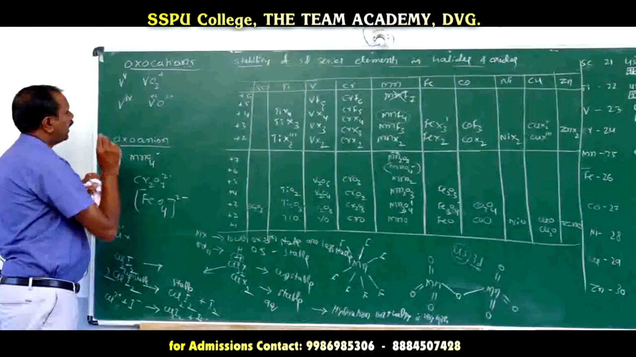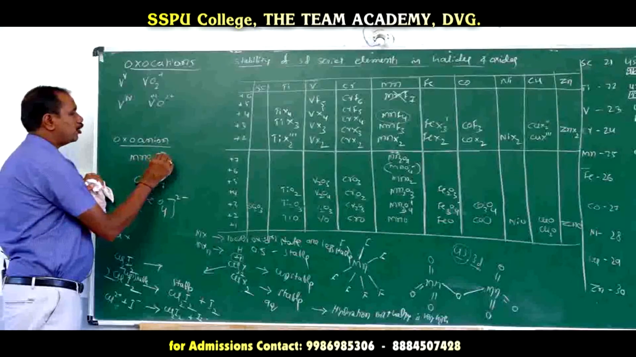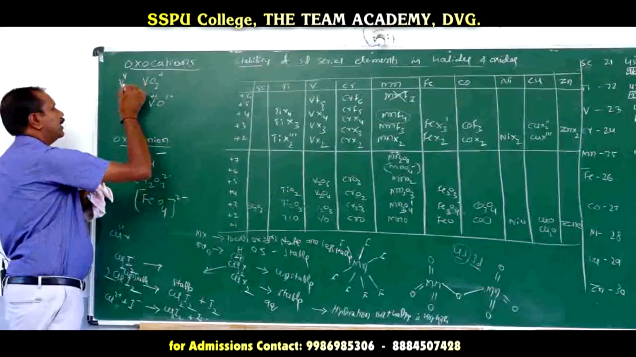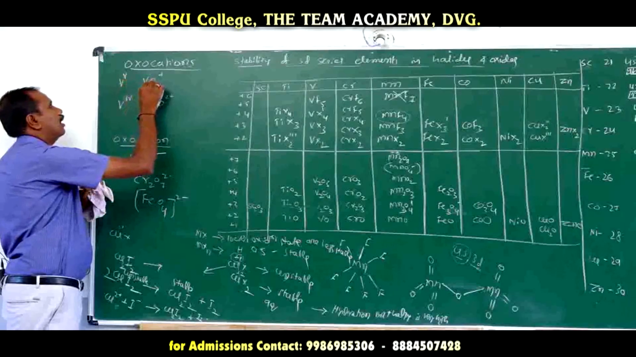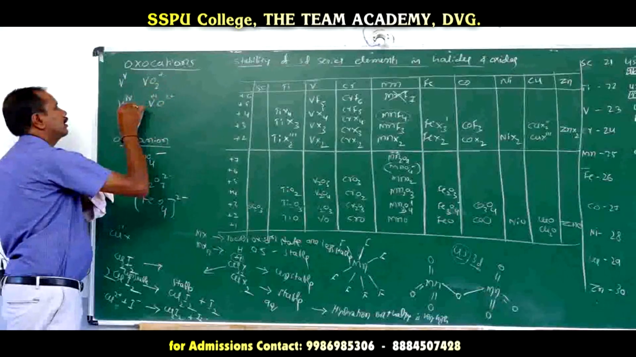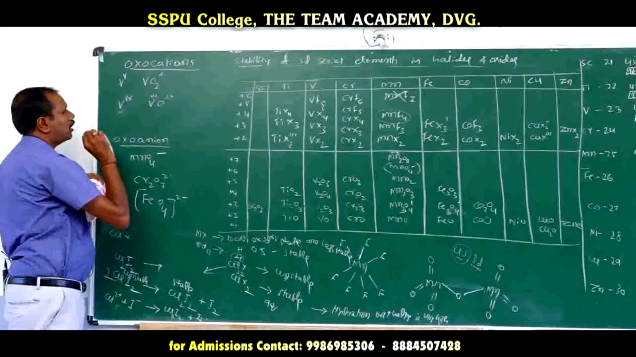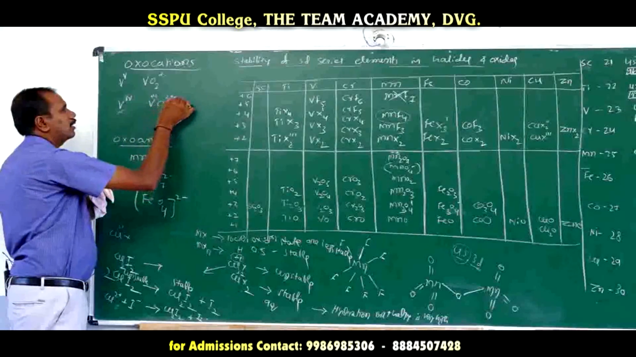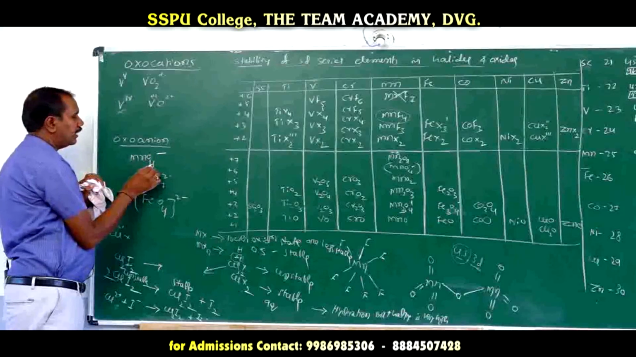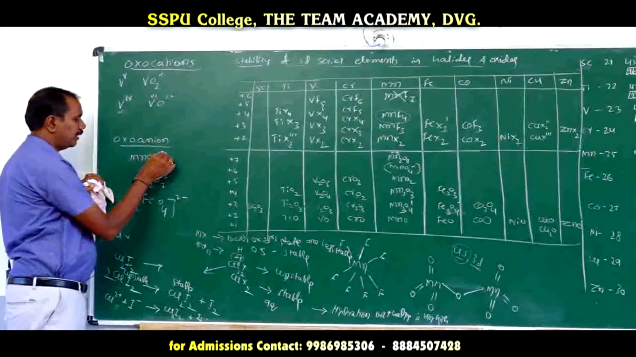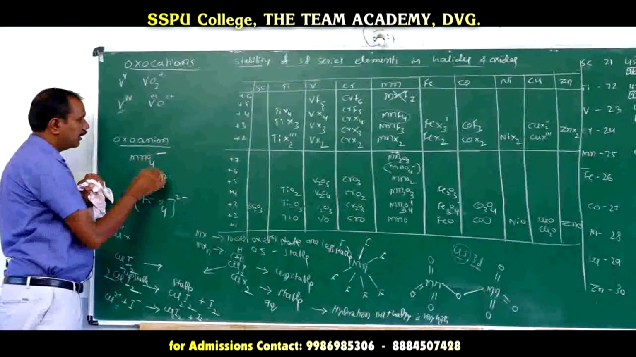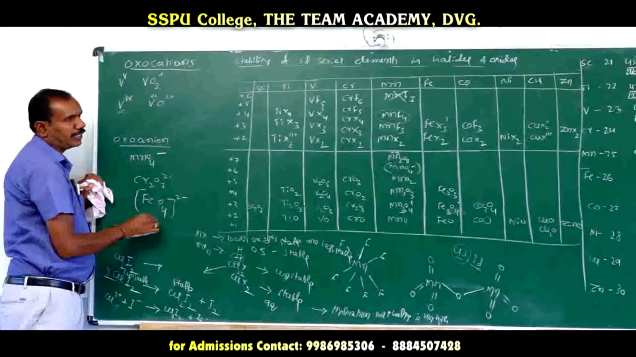So you see, oxocations and oxoanions are also more stable. For example, vanadium in oxidation number 5 is in the form of VO2+. Vanadium in the 4 oxidation state is in the form of VO2+. Manganese and the others are in the form of oxides, that is MnO4 minus, Cr2O7 2 minus, FeO4 2 minus. So these compounds are called oxoanions.